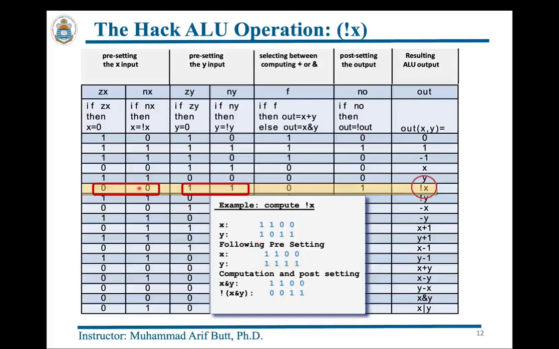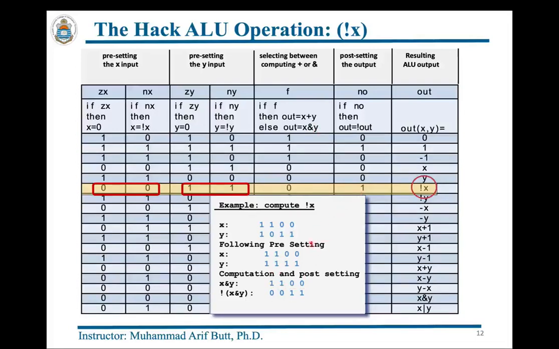So after these two bits have performed their operation, there is no change in x. You can see 1100, 1100. And after these two control operations, you see the value of y is 1, 1, 1, 1. After that, f is 0. So if f is 0, that means we need to do x AND y. If I perform x AND y on these two values, I get 1, 1, 0, 0.